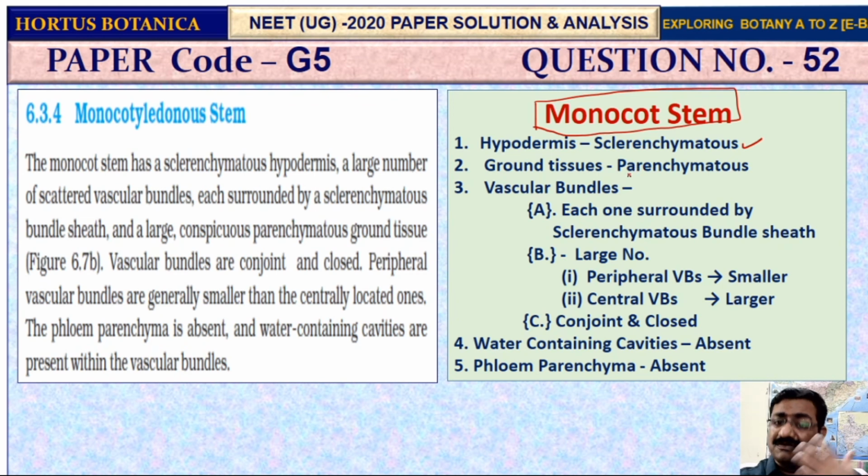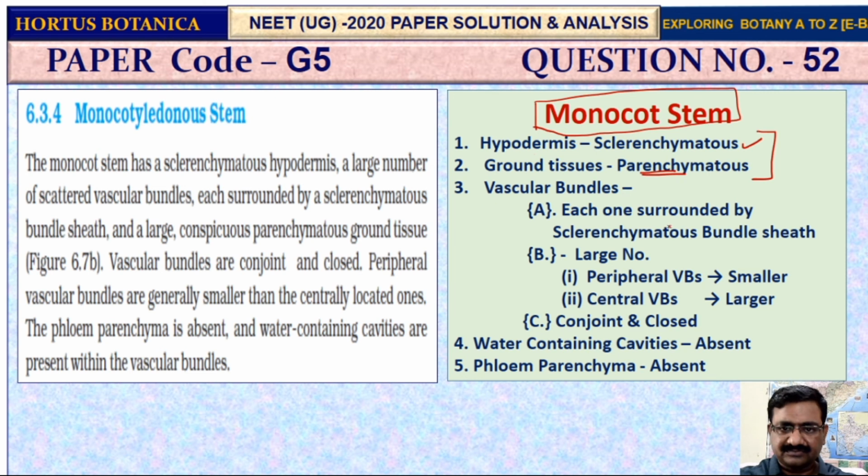For protection, they execute their hypodermal tissues as what? Sclerenchymatous. But in root, either in monocot or in dicot, you will find that hypodermis is not sclerenchymatous, rather it is only and only parenchymatous. But what you are finding here, the ground tissue is parenchymatous. So both types of tissues, parenchymatous as well as sclerenchymatous, are found in the monocot stem, isn't it?